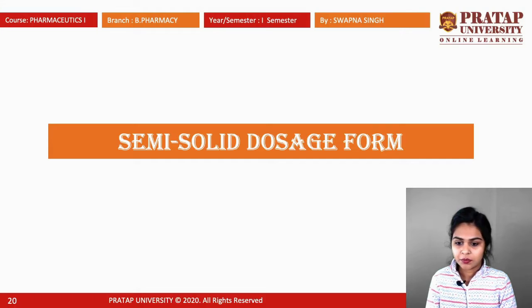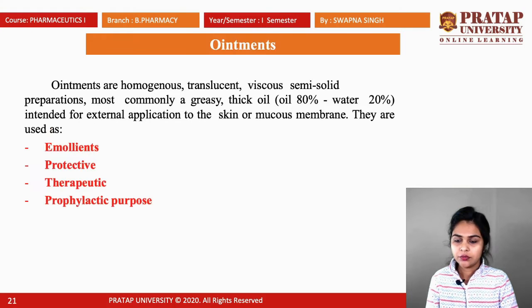Student. My name is Swapna Singh and today we are going to discuss the rest of the topic of semi-solid dosage form. So the first category in semi-solid dosage form is ointment.